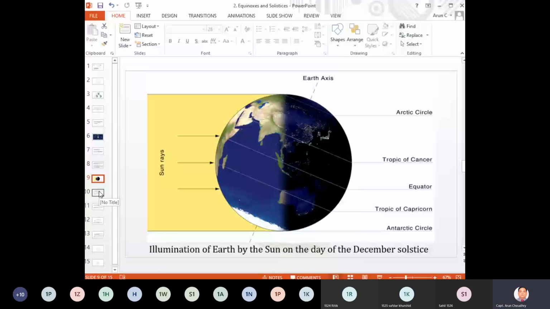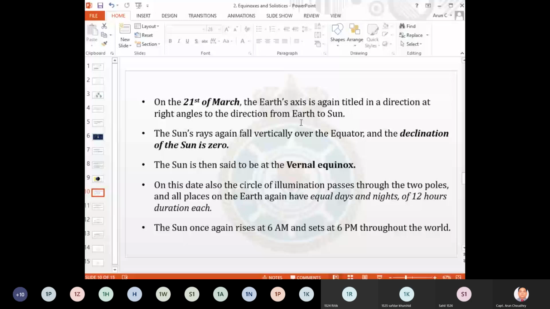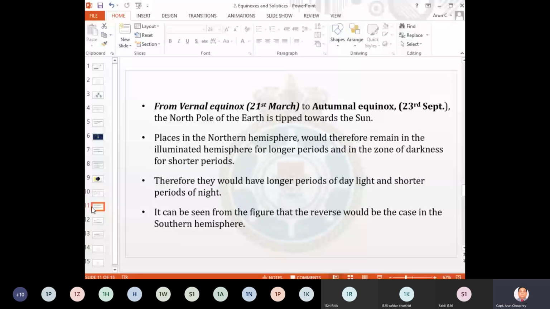On the 21st March, of course, the opposite is happening, with declination at 0, and it is called the vernal equinox. From the vernal equinox to the autumnal equinox, the north pole of the earth is tipped towards the sun, and therefore the northern hemisphere would remain illuminated for a longer period and the zone of darkness for a shorter period.